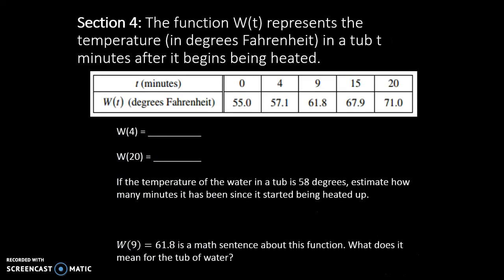Section 4, the function W of t represents the temperature in degrees Fahrenheit in a tub t minutes after it begins being heated. W of 4 equals 57.1. W of 20 equals 71.0. If the temperature of the water in a tub is 58 degrees, estimate how many minutes it has been since it started being heated up. So 58 degrees is somewhere in here. I would accept any answer between 4 and 9, maybe 6 minutes.